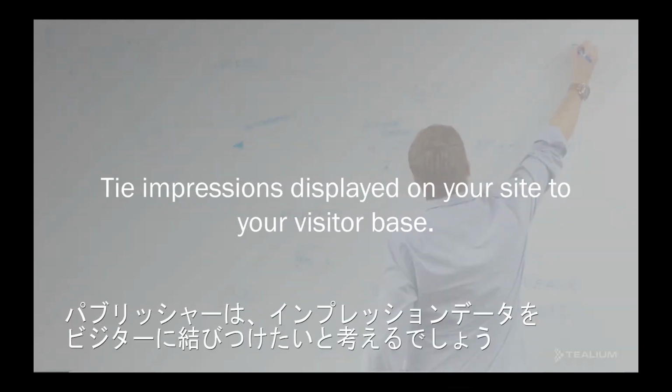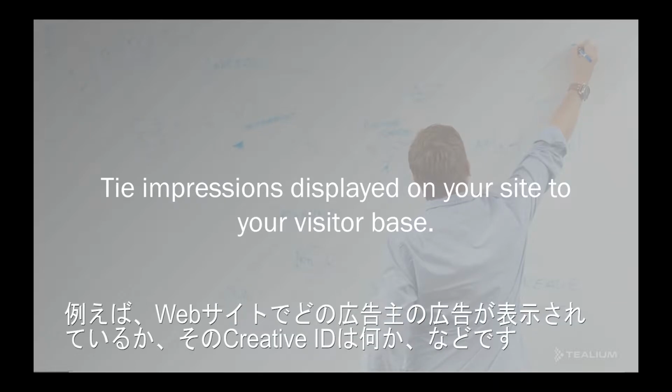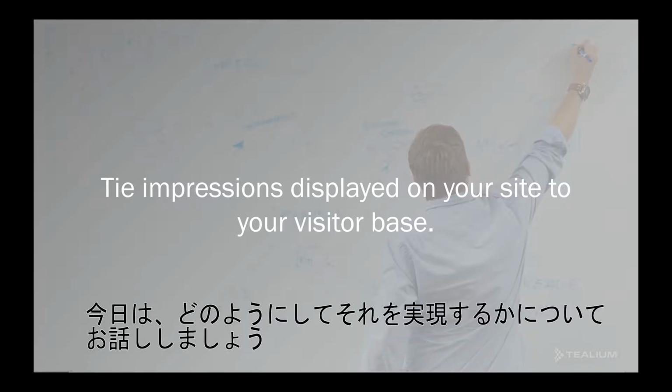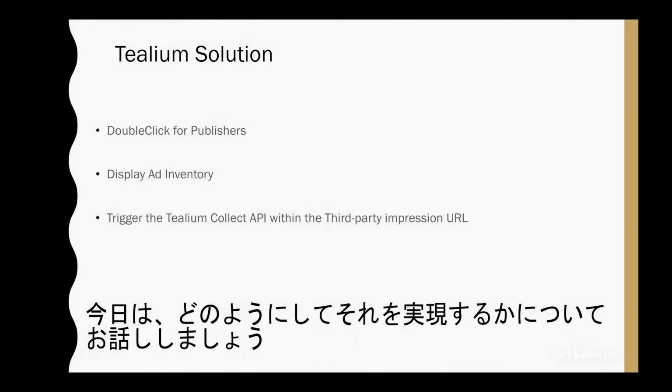So for the publisher websites out there, you may want to be able to tie impression data back to your visitors. For example, which advertisers are displaying ads on your website and what those creative IDs are. And you can take that information, apply it to your visitors, and get more insight about your visitors. So today we're going to talk about how to do just that.